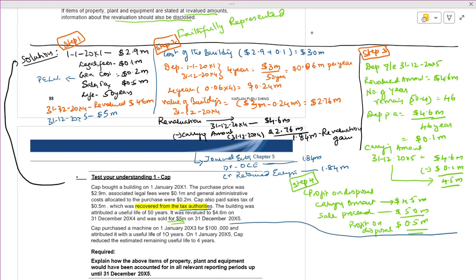If you take the examination, the question will be like this: they will give a scenario, and one of the adjustments is given like this. That's all. Nothing more, nothing less. They will give it like this, and we have to work it out on that basis. Okay. Next.